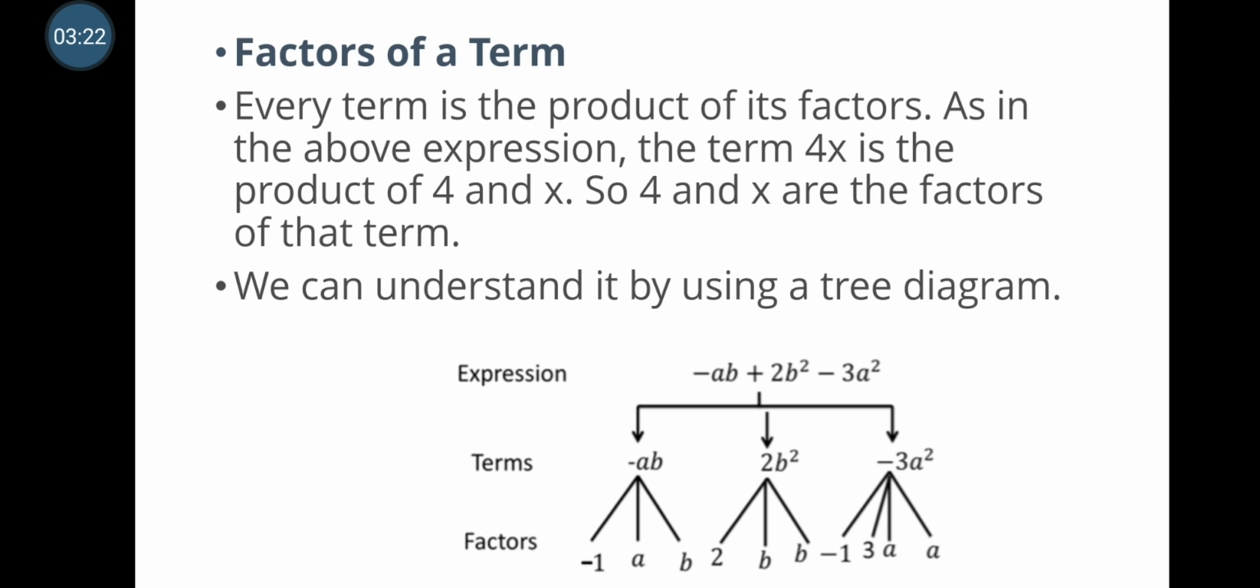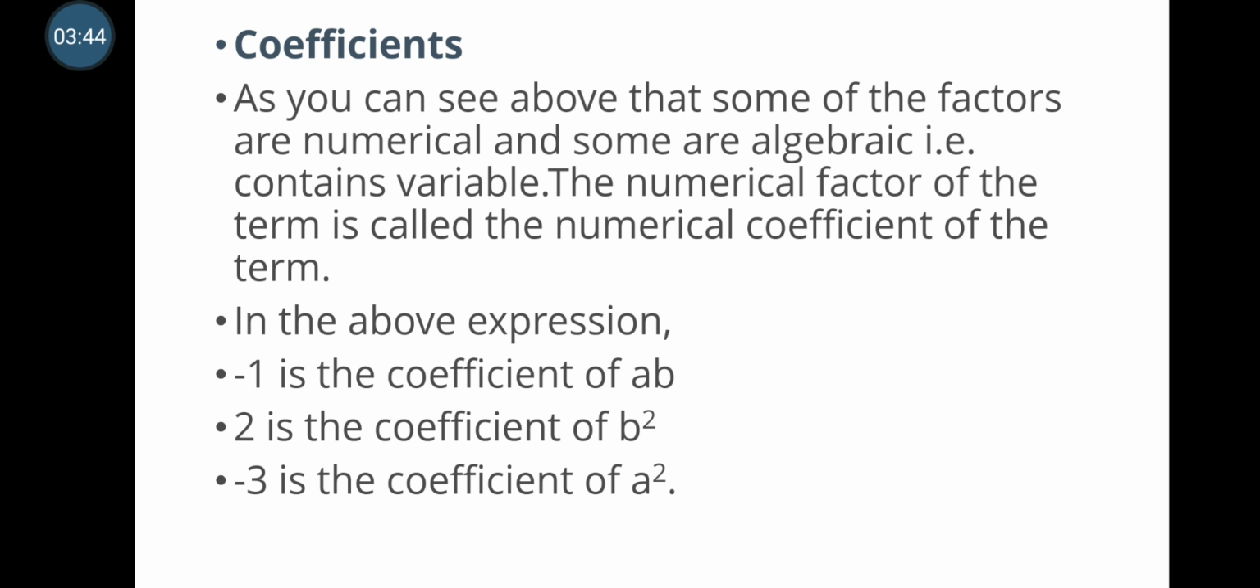The factors of minus ab are minus 1, and a and b written separately. Then 2b square is 2 into b into b, that is 2, b, b. Then minus 3a square is minus 1, 3, a and a. This is how we can split the factors of a term.